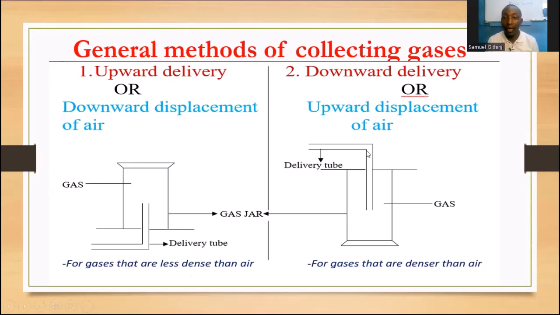The second method here is a downward delivery. You can see the delivery tube is facing down. The gas is being poured down. This one is for the gases that are denser than air, heavy gases. You can call it the opposite of the first one, upward displacement of air. For the same reason, when the gas gets into the gas jar, it occupies the bottom part because it's a heavy gas. The air that was inside is pushed upward. That is upward displacement of air.